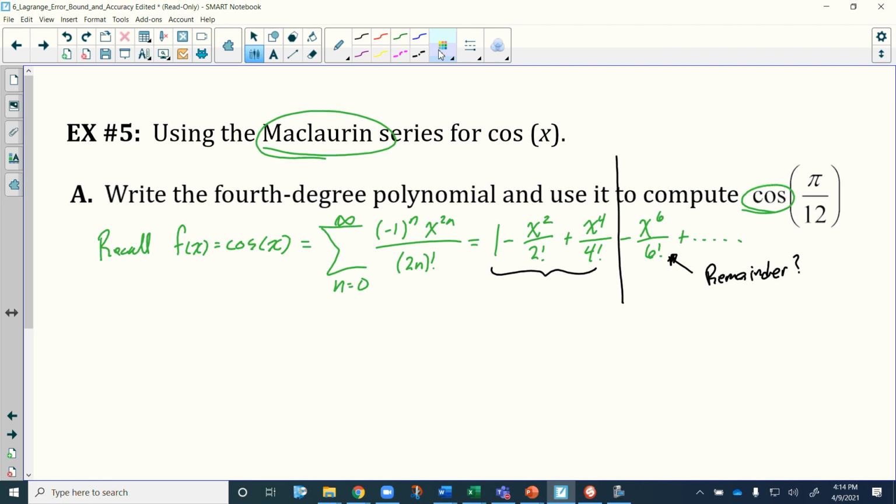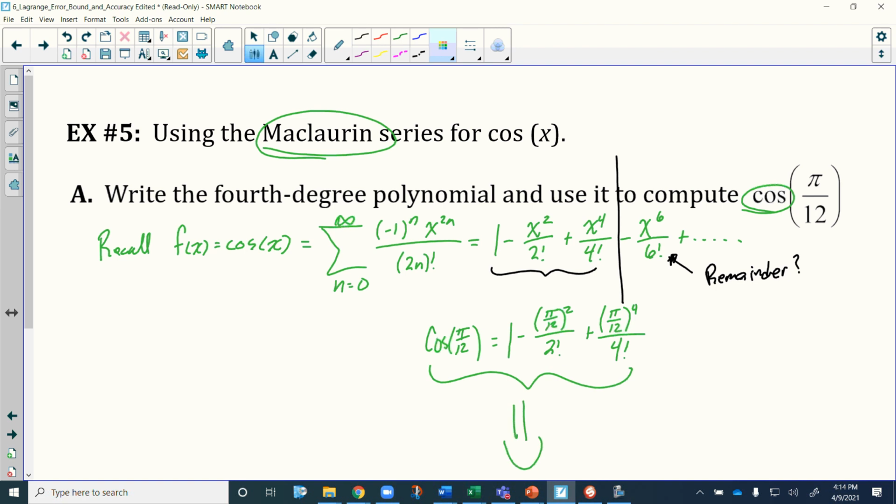Let's go back to the green. So the fourth degree polynomial, in this case, for cosine of pi over 12, is where we're going to just substitute pi over 12 anywhere I had x in my general polynomial here. And in this case, I'm going to wind up with 1 minus pi over 12 squared over 2 factorial plus pi over 12 to the fourth power over 4 factorial. And that is what we should have for our fourth degree polynomial.